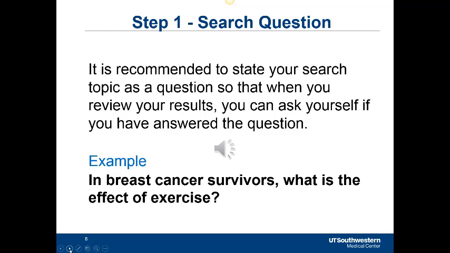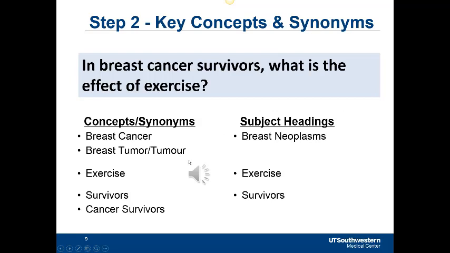The first step is to define what you are looking for. We recommend that you state your topic as a question. For example, in breast cancer survivors, what is the effect of exercise? From your topic or question, generate a list of key terms to use for searching a database. In our example, those terms are listed to the left. The database may suggest major and subject headings to get results more relevant to your search. Those terms are listed to the right.